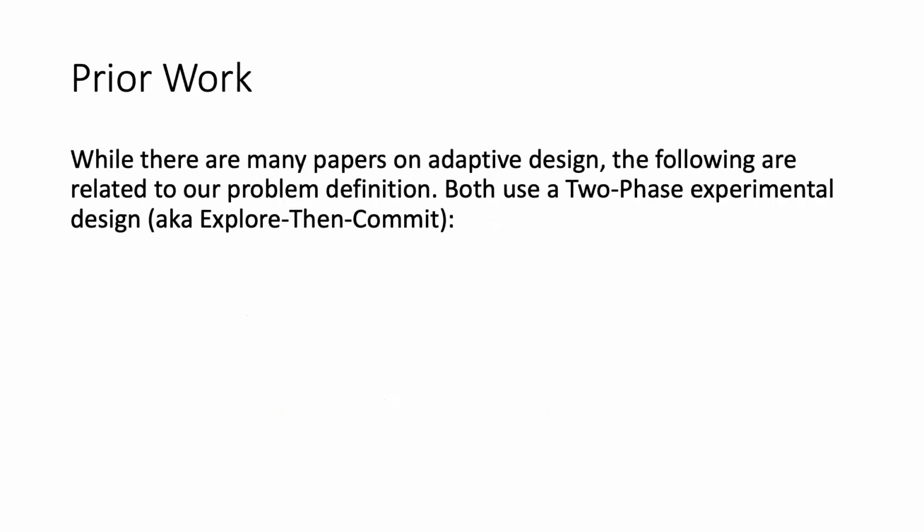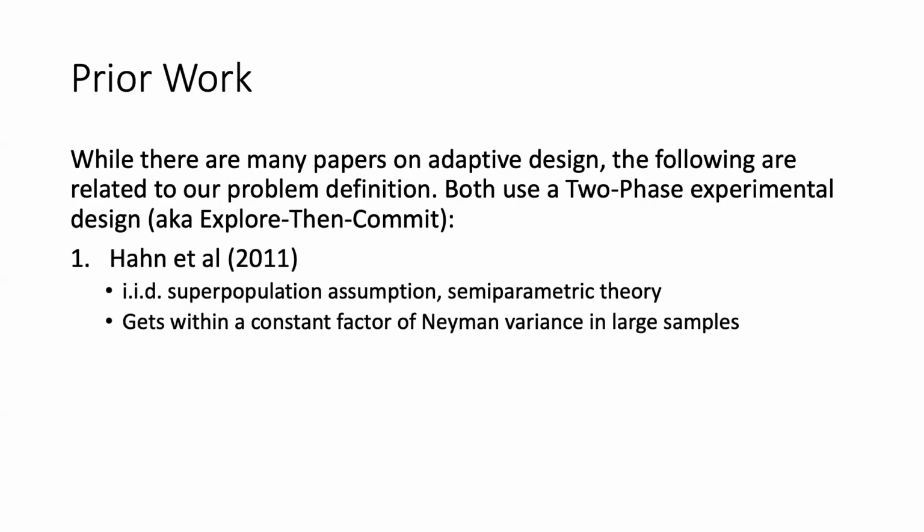Okay, so let me go over these 2 prior work papers here. There are many papers on different types of adaptive design problems, but the following 2 are related to our definition of adaptive Neyman allocation. As I mentioned, they both use this kind of 2-phase experimental design, where you sample for one phase, estimate the optimal P, and play that estimated optimal P for the second phase. Okay, so Hahn et al. in 2011 make an IID superpopulation assumption. They're sampling units from a distribution, and they're motivated by semi-parametric theory, but what comes out is the same kind of objective as we're looking at here.